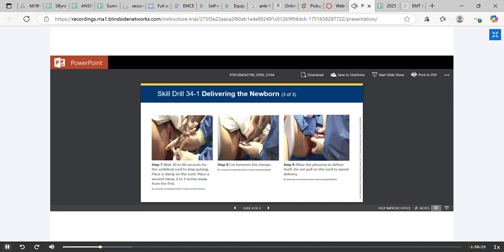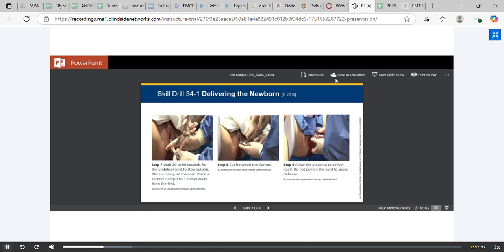Do not ever pull on that umbilical cord, okay? The placenta will deliver on its own with the uterine contractions, okay? If you pull on the cord and you accidentally tear that placenta, then if there's any pieces of that placenta left up inside of the mother, there's a very high probability that it can get infected, cause sepsis, and now we have a lot of problems. So just allow it to deliver on its own.